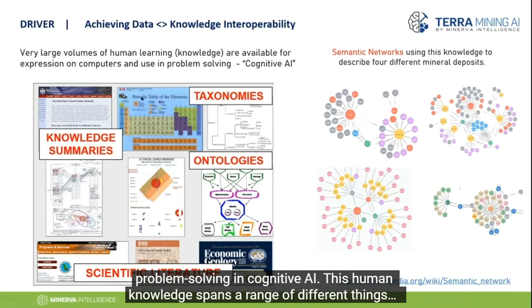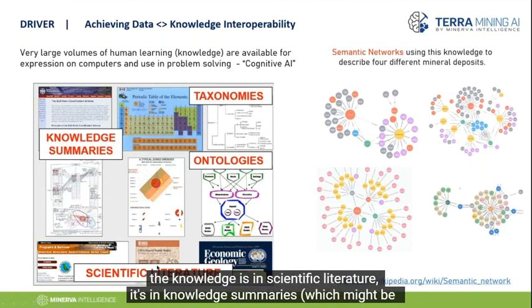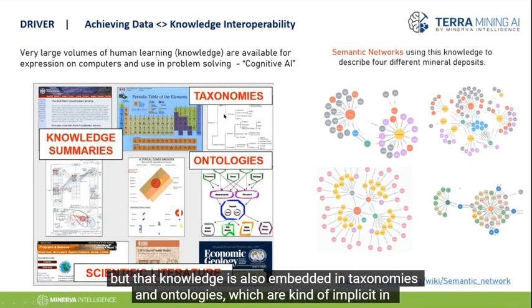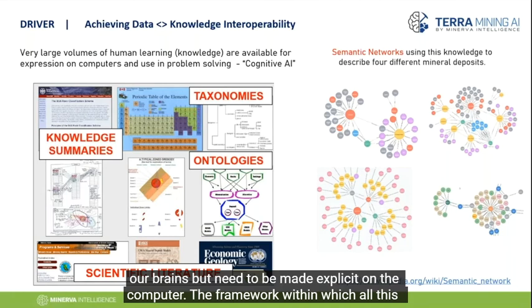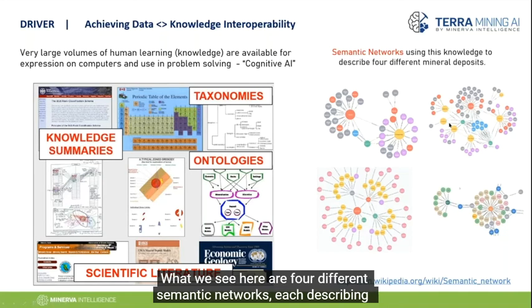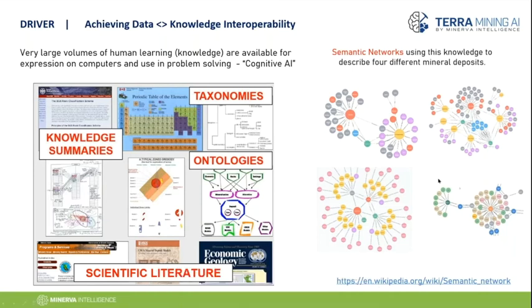This human knowledge spans a range of different things. The knowledge is in scientific literature. It's in knowledge summaries, which might be drawn graphically, as we'll see in a moment, from those scientific literatures. But that knowledge is also embedded in taxonomies and ontologies, which are kind of implicit in our brains, but need to be made explicit on the computer. The framework within which all this kind of knowledge is most easily represented in today's technology is in semantic networks. So what we see here are 4 different semantic networks, each describing a different mineral deposit. Each of these is interoperable with the other.